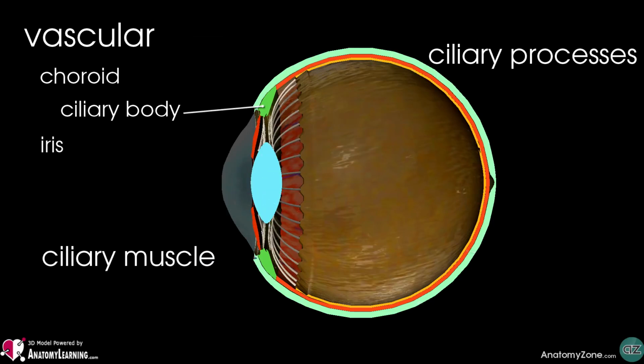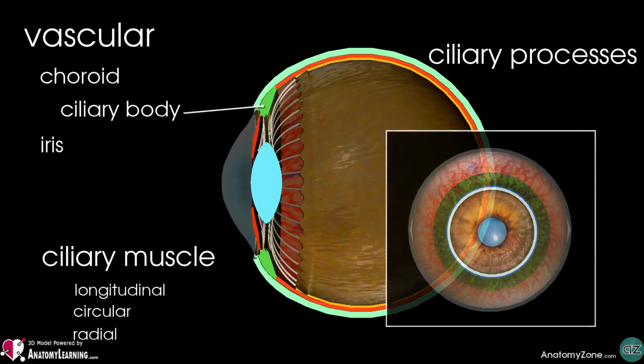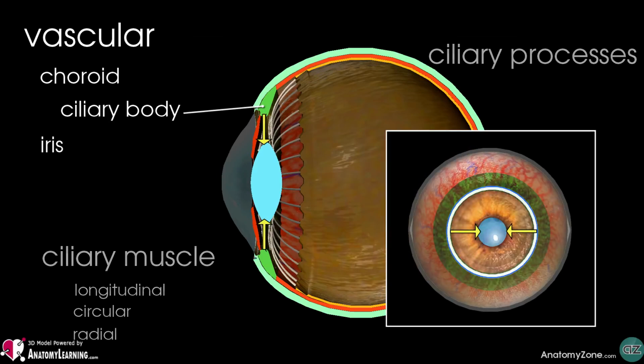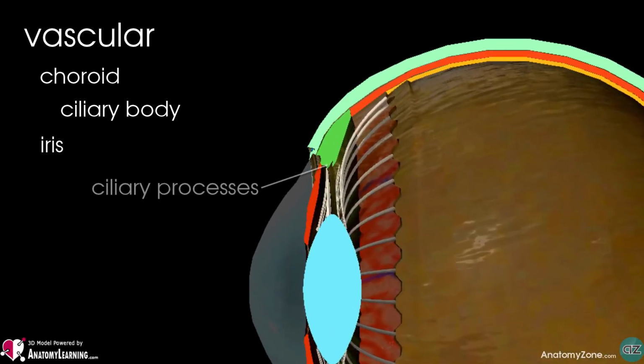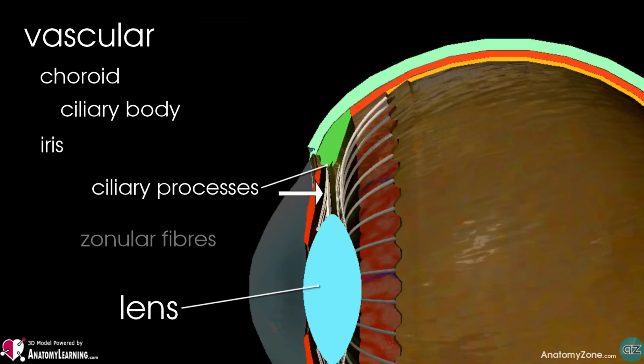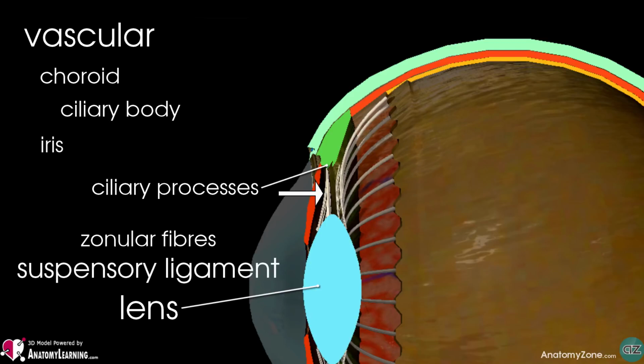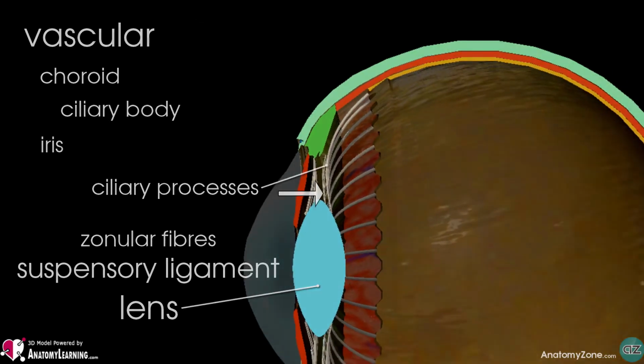The ciliary muscle consists of a collection of smooth muscle fibers arranged in three orientations: longitudinal, circular, and radial. When these muscles contract, the diameter of the circular ciliary body reduces in size. Projecting from the surface of the ciliary body are the ciliary processes. These attach the lens to the ciliary body via these fibers, which you can see here, known as zonular fibers. Collectively, the zonular fibers form the suspensory ligament of the lens. The ciliary body therefore controls the shape of the lens.